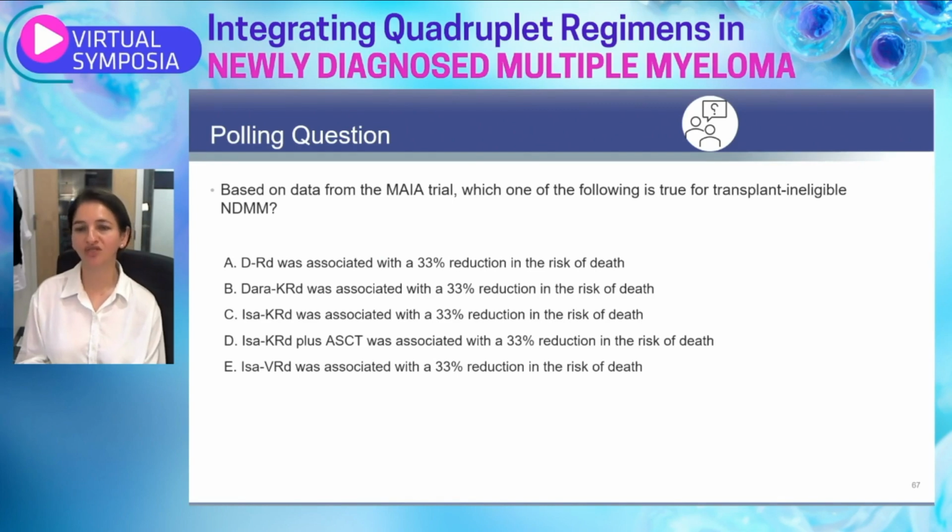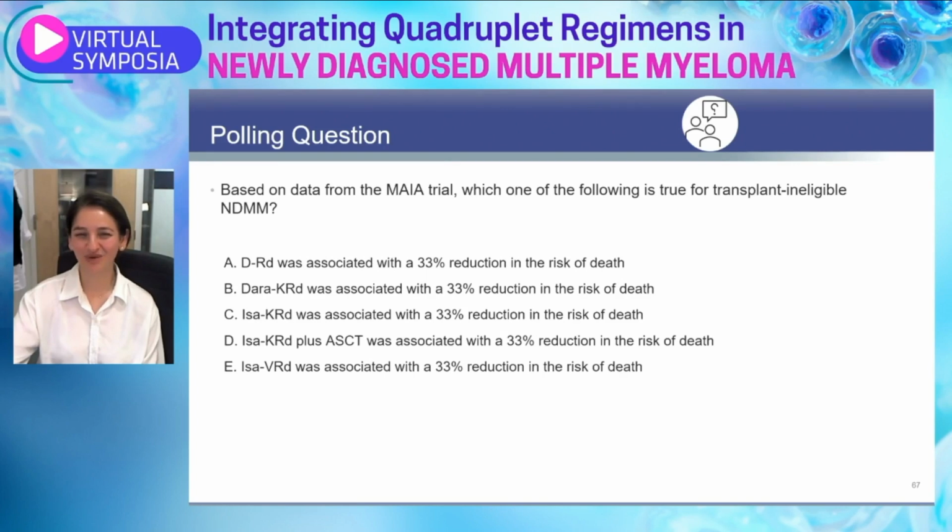Which one of the following is true for the transplant ineligible newly diagnosed patient? A, DARA-RD was associated with a 33% reduction of the risk of death. B, DARA-KRD was associated with a 33% reduction in the risk of death. C, ISA-KRD was associated with a 33% reduction in the risk of death. D, ISA-KRD plus autologous stem cell transplant was associated with this 33%, or was it ISA-VRD?